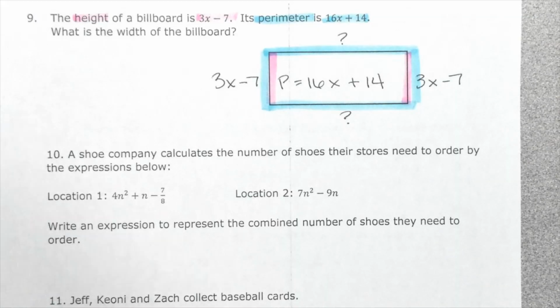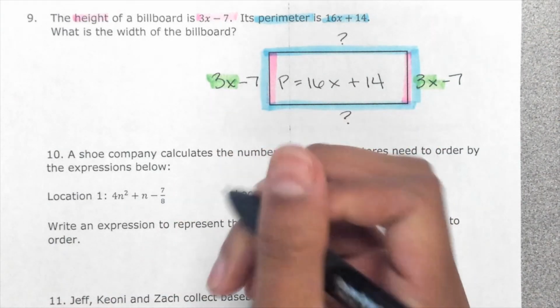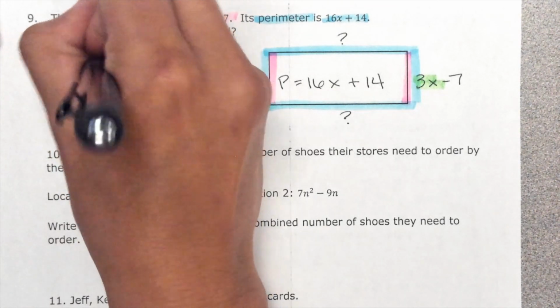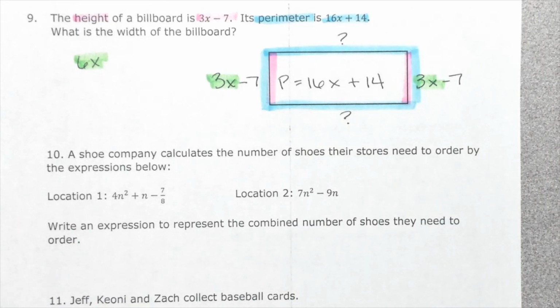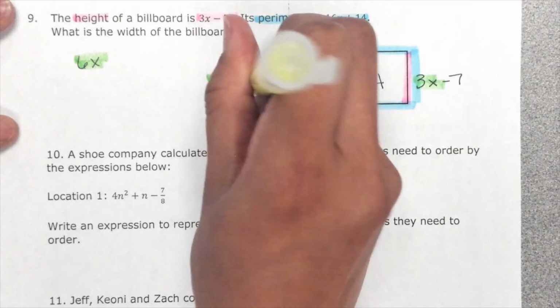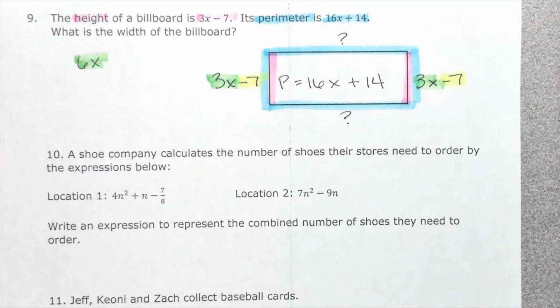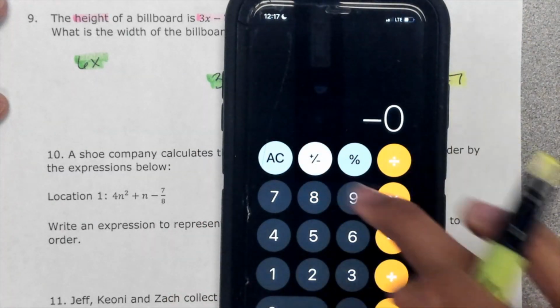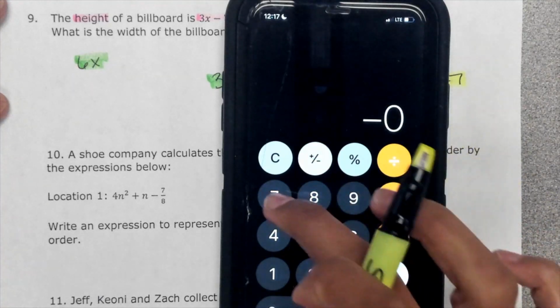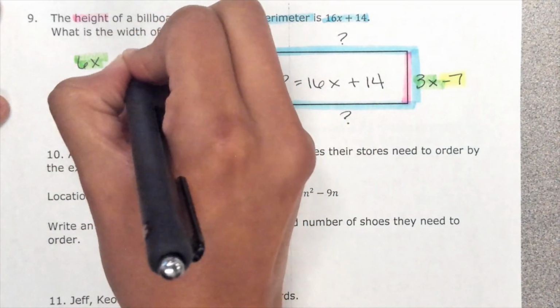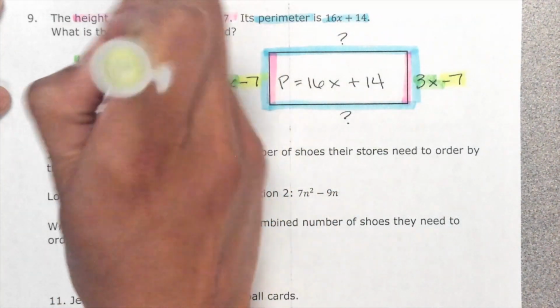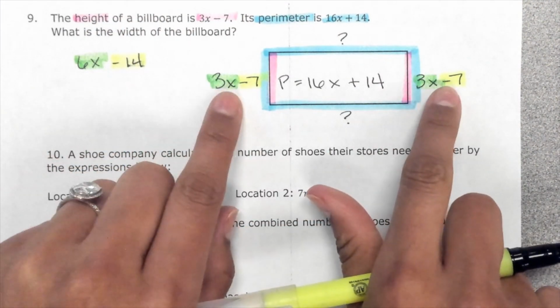We're going to do that by highlighting our like terms. So I have 3x plus 3x, which is going to give me a positive 6x. So those are like terms combined. Then we're going to combine these like terms, -7 plus -7. Make sure you add that up correctly. -7 plus -7 is a -14. And that is those two sides combined.